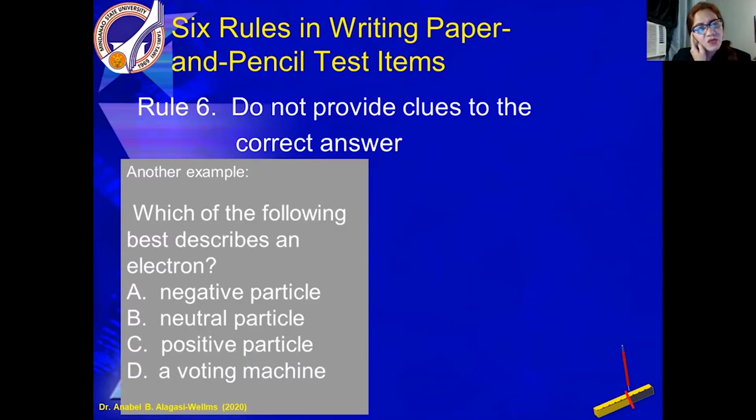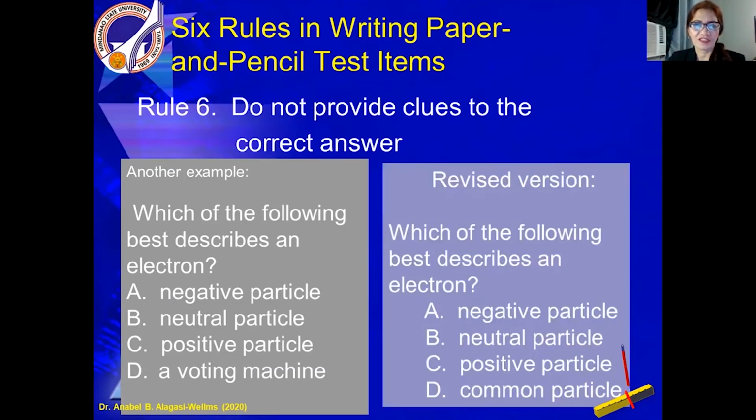Another example is, which of the following best describes an electron? Negative particle, neutral particle, positive particle, or a voting machine? See, the letter D choice is really off tangent. The revised version, which of the following best describes an electron? Negative particle, neutral particle, positive particle, common particle. Look at that. So they're all particles. While in our first example, a voting machine is really far from the other choices. So you're actually giving them a clue that it's not the correct answer.